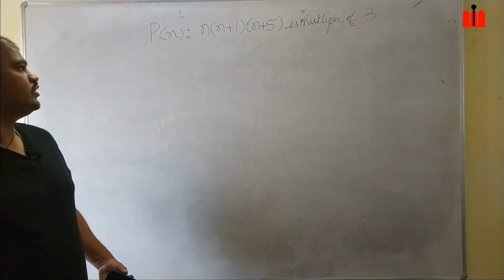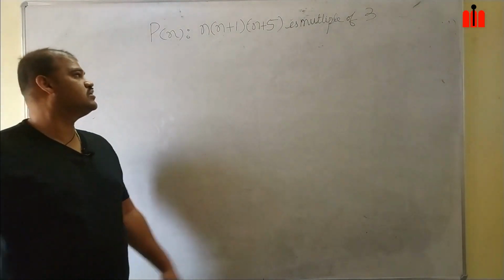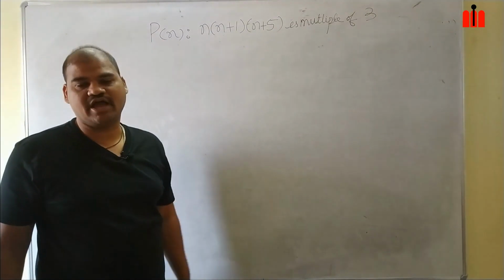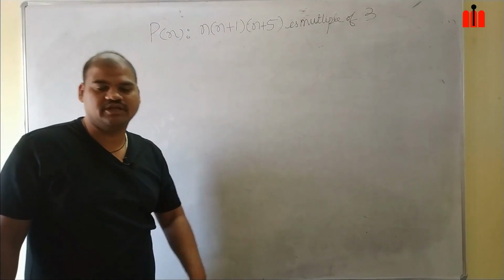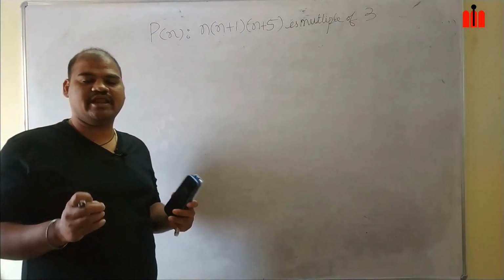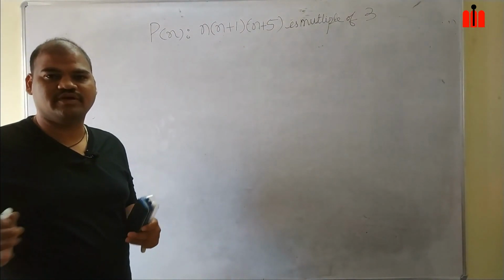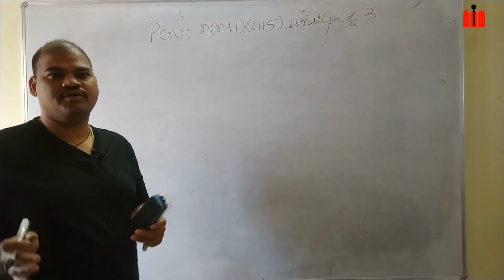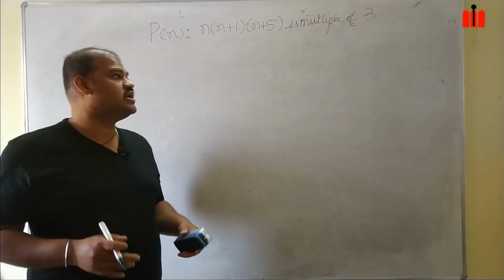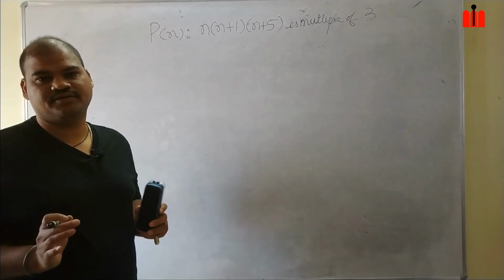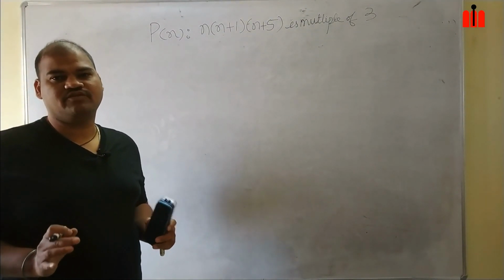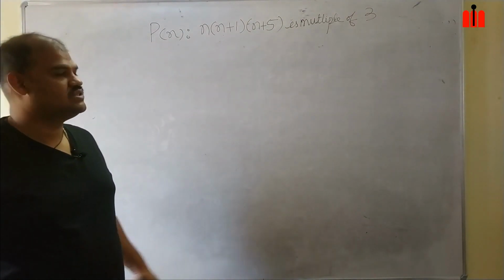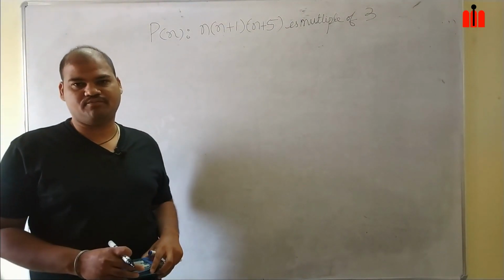Okay, so my ninth problem is: product of n, n plus 1, n plus 5 is a multiple of 3. Okay, if I take n as any value like 1, 2, 3, 4, 5, any value of n, then n, n plus 1, n plus 5, the product of these three numbers is always a multiple of 3. Okay, this is what we have to show, right? So this is one type of our divisibility problem.